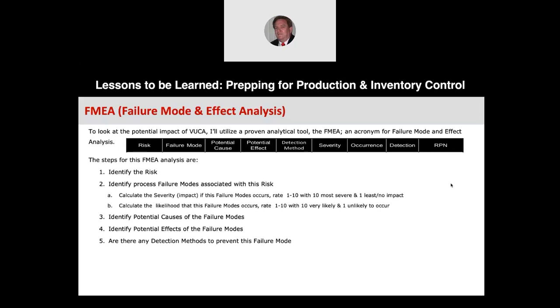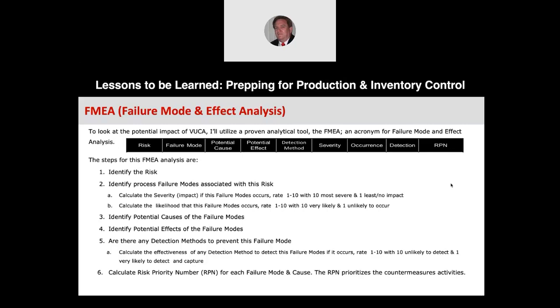Is there any way to detect it? Okay. So, if this failure happens, is there any way in your current process that you'll be able to detect it and stop it? So you'll calculate the effectiveness of any detection method to detect this failure mode that occurs, 10 being, if it happens, it is very unlikely you'll detect it, and 1 is very likely to detect and capture.